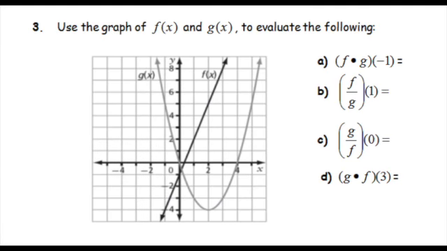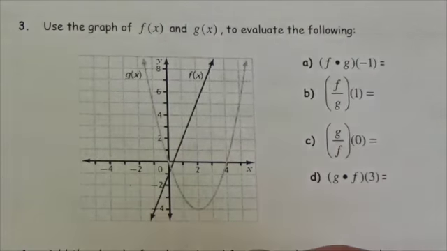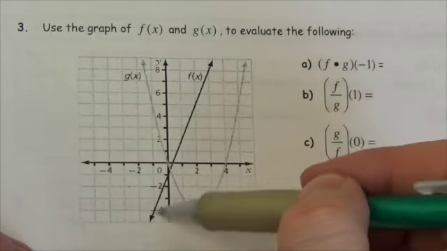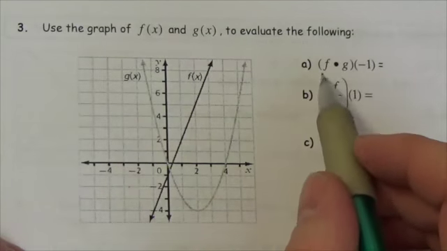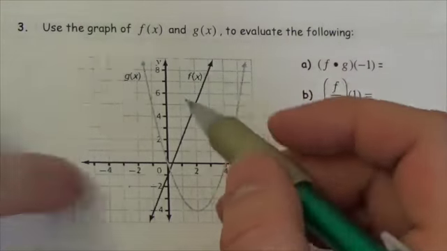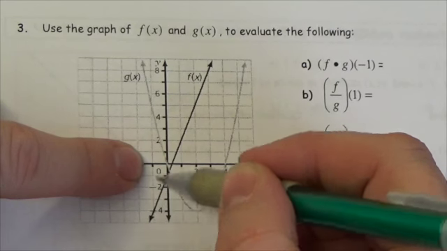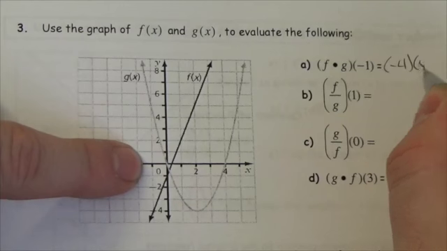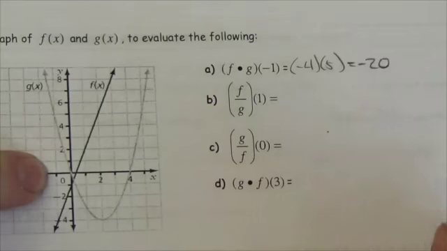Use the graphs of f of x and g of x to evaluate the following. All right, so here's another one of those questions where we're going to piece together the operations based on the graph here. So again, we have to make sure we understand which one's f of x, which one's g of x. F of x is the dark line, g of x is the light parabola. So our first question is f times g at negative 1. So we go to negative 1, right here. F is going to be negative 4, g is going to be positive 5. So this is going to be negative 4 times positive 5. The answer is negative 20.